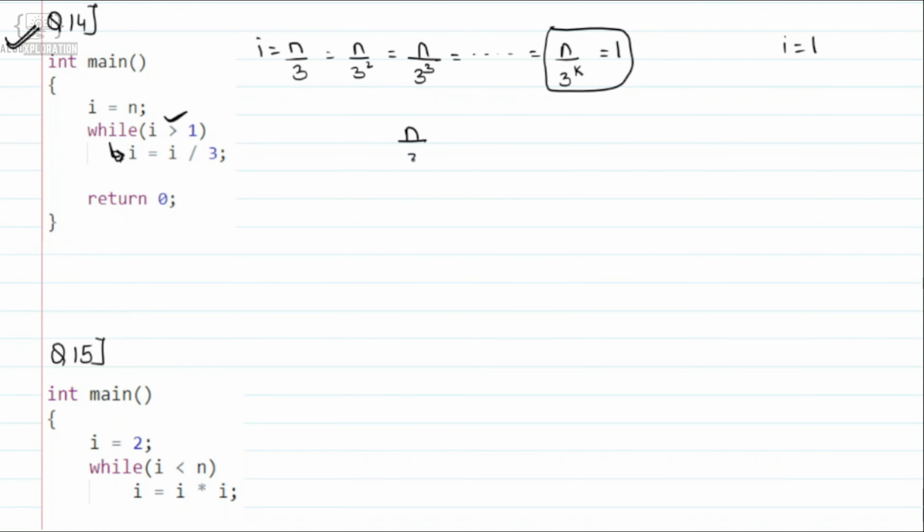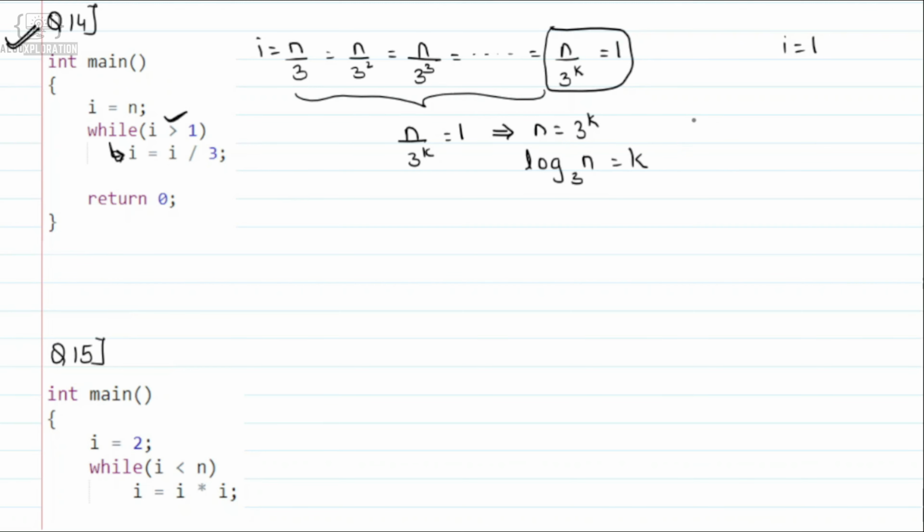n by 3 raised to k equals 1, so n equals 3 raised to k. Now applying log on both sides, log n base 3 equals k. So the value of k is log n base 3. Now what does k actually mean? k means how many times we are dividing n by 3. So for k number of times we are dividing n by 3.